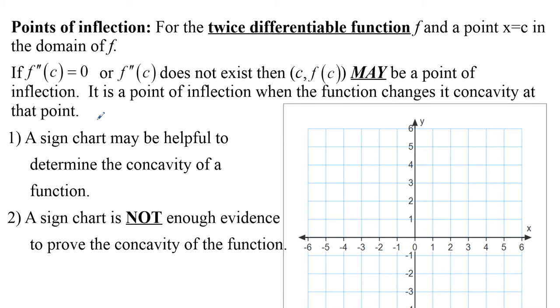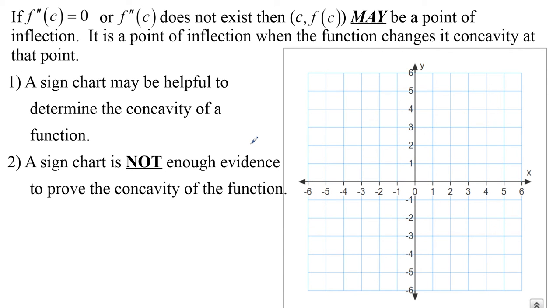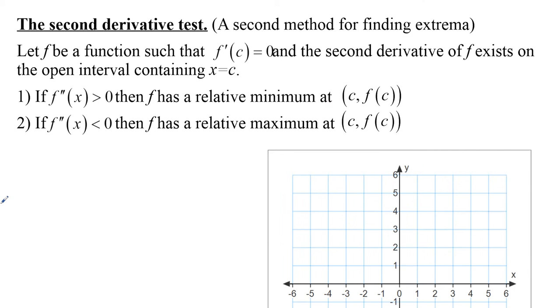This is kind of like the critical numbers that we talked about in the last section. They're not called critical numbers, but they function basically the same way. So points of inflection basically occur at the critical numbers of the second derivative. That doesn't have to be a point of inflection. It can be a point of inflection, so you have to test it. One way that we can test this is again using a sign chart. But again, that is not necessarily enough evidence to prove the concavity of the function.